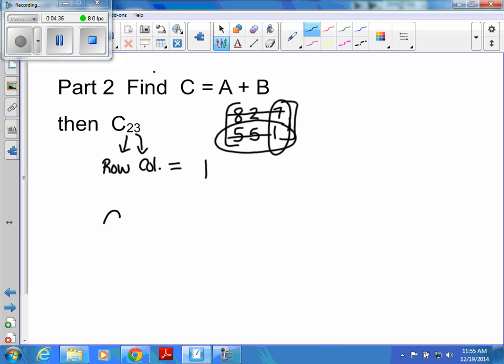Let's do another one. Let's do C12. They want you to find the first row, second column. What term is in the first row, which would be up here, second column, which would be right here, which would give you 2. Got it? Okay, next part.